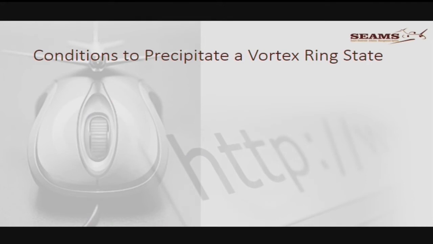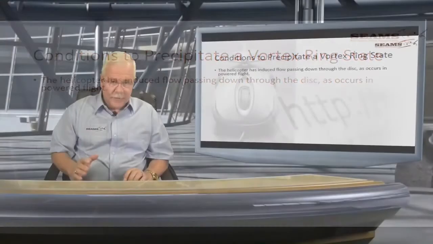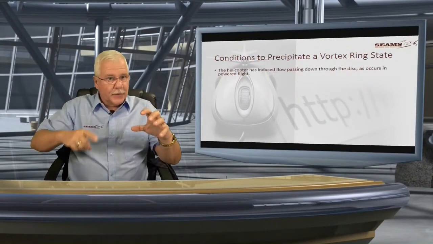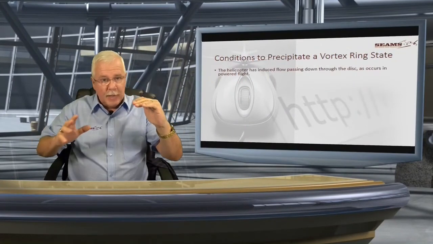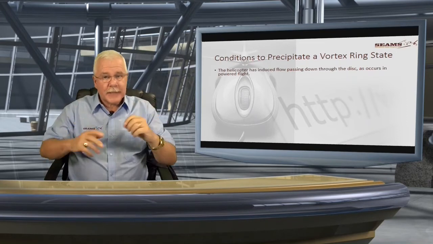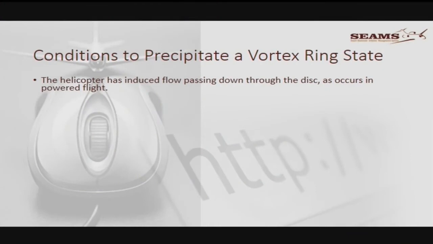So next let's have a look at the conditions to precipitate a vortex ring state. Well, there will be a few. The helicopter has induced flow passing through the disk as occurs in powered flight. That's normal. All right, I don't have to speak about that one. There is recirculation taking place at the tip. When we descend, there's a certain amount of recirculation taking place, but the helicopter blades aren't stalled at that moment as yet.